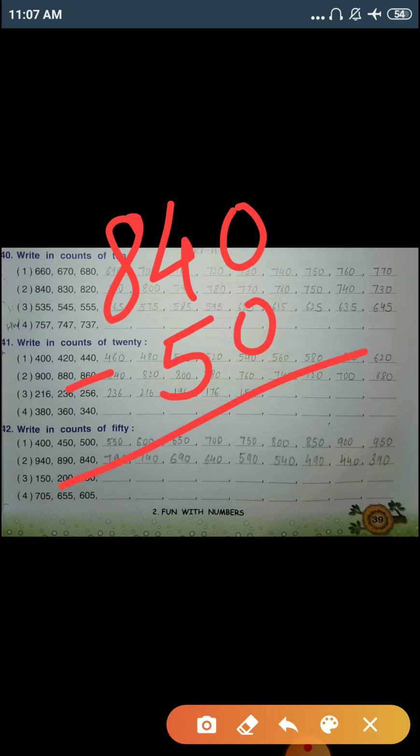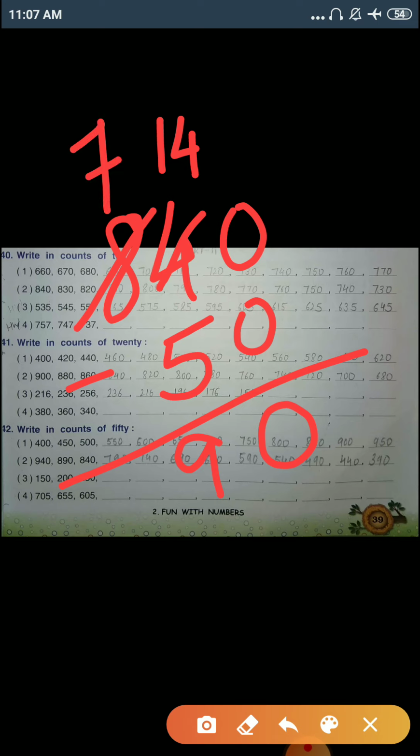0 minus 0, 0. Now tell me, 4 minus 5, is it possible? No. So for that we need to cut this 4 and we are going to write 14 over here. Now 14 minus 5 will give you 9. Again we'll cut this 8 and we'll write here 7. And 7 as it is. That means the next number is 790.